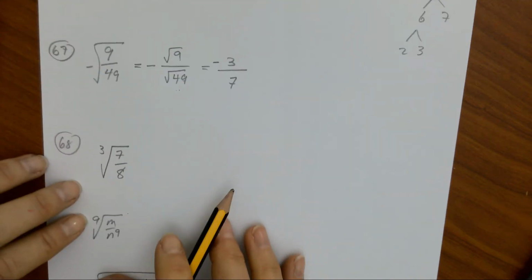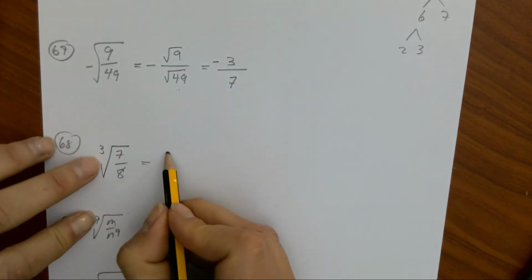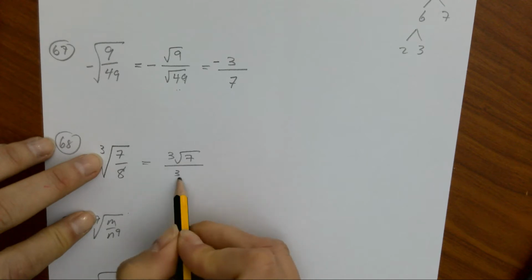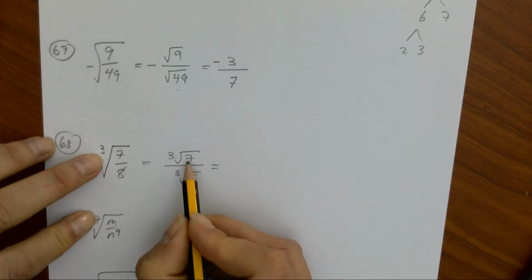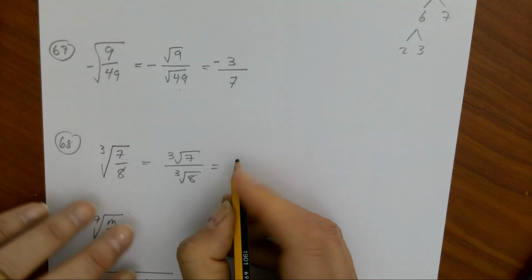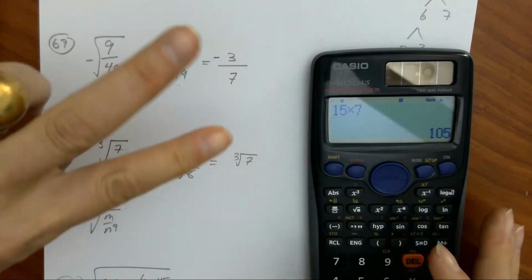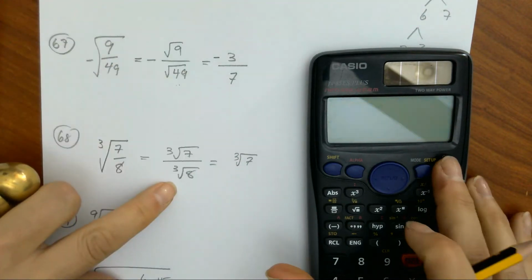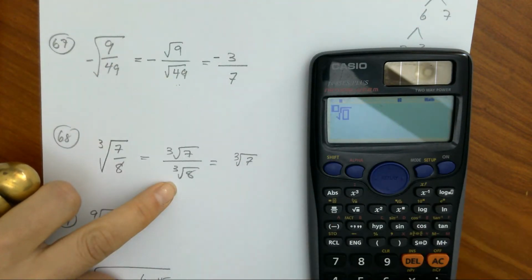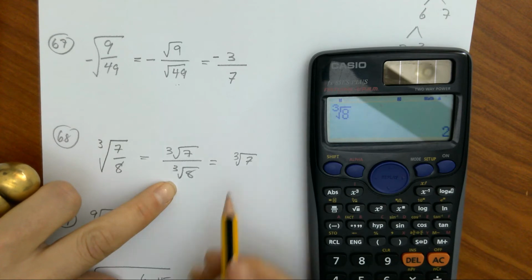Okay, and this is the same, but now it's with the third root. Well, this is a prime number, so I can't do anything with that, so it stays. And then I have to go, what times what times what is 8? So I just check if I don't know. 2. There.